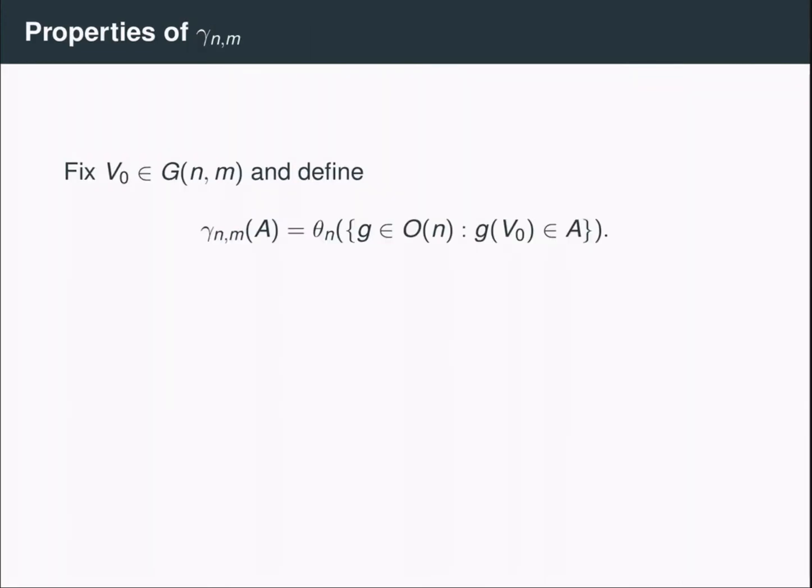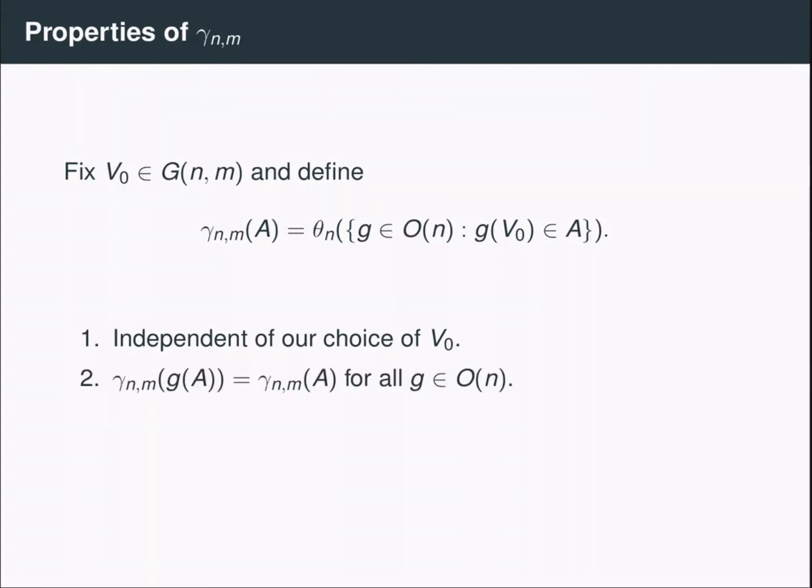You might think that this seems like a peculiar definition for a measure on the Grassmannian. However, it has some very useful properties. First of all, notice that this measure is independent of our choice of V0, which isn't too bad to show. Secondly, because the original Haar measure was invariant under orthogonal transformations, so is the Grassmannian measure. If I have a set of planes and I look at the image of these planes under an orthogonal transformation, then the Grassmannian measure of these sets is unchanged.